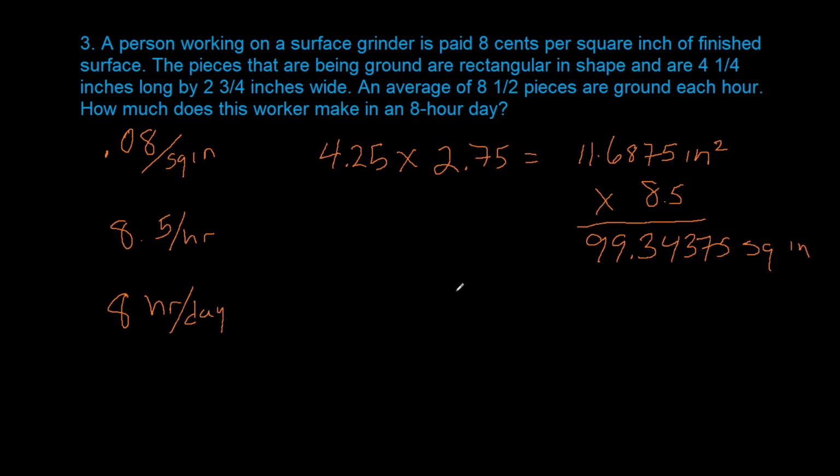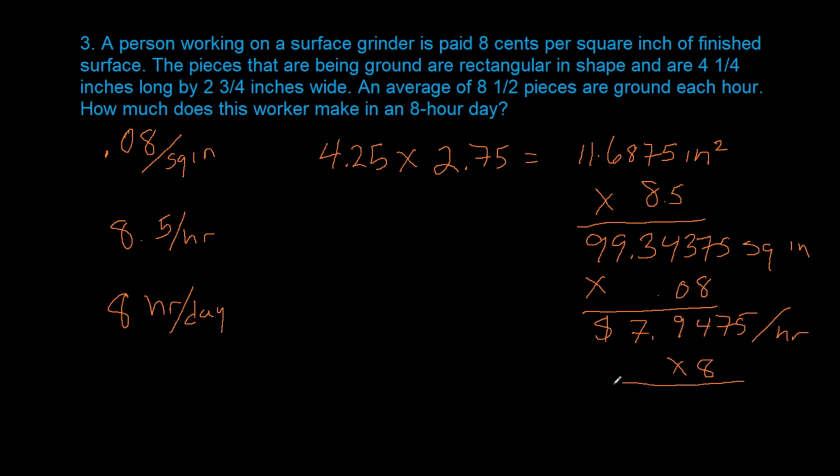And you're going to get paid 8 cents per square inch. So if we multiply this times 0.08, you can get your calculators out and check my numbers. By multiplying all this together, you would be making $7.9475 per hour. And in an 8-hour day, it rounds out to $63.58 per day.